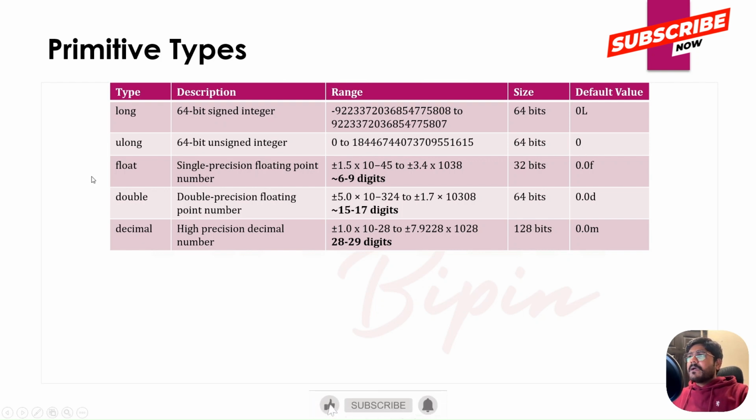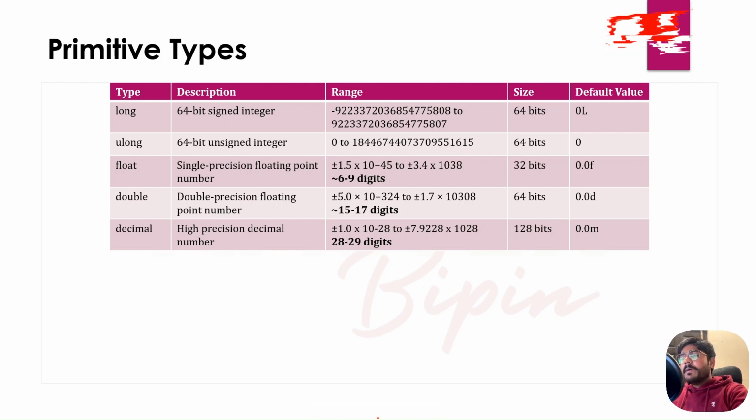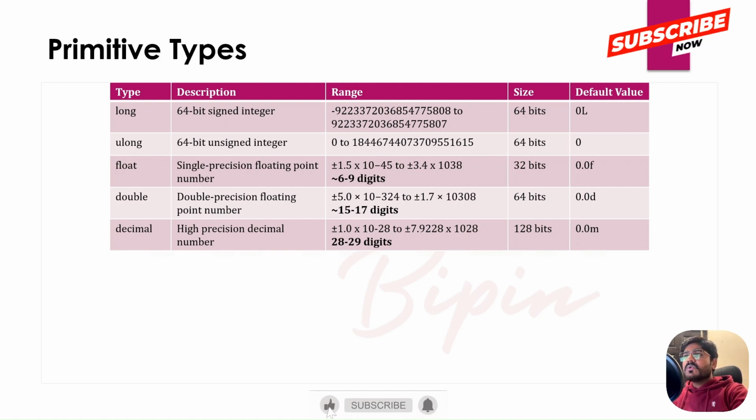Next is float. Float is a data type for a single precision floating point number. It is going to contain 32 bits. Double is a double precision floating point number, which would hold 15 to 17 digits. Here, precision means how many numbers it is going to hold, including the values before the decimal and after the decimal point. So in total, how many digits it is going to hold. In case of float, it can be 6 to 9 digits. In case of double, it can be 15 to 17 digits.